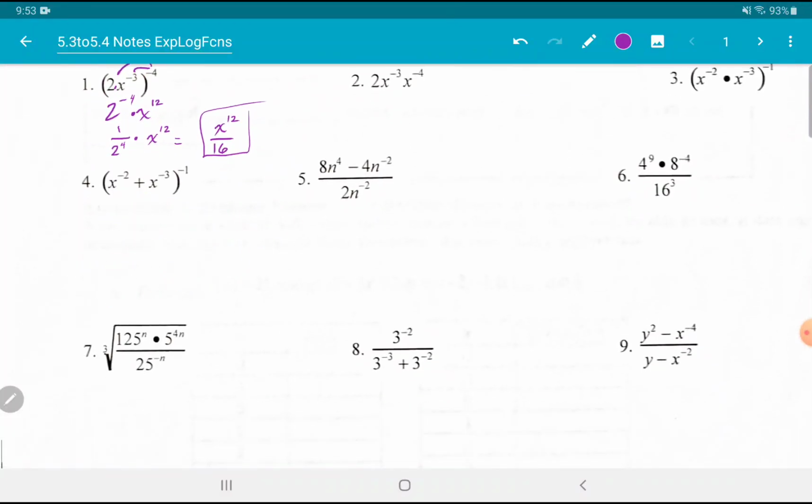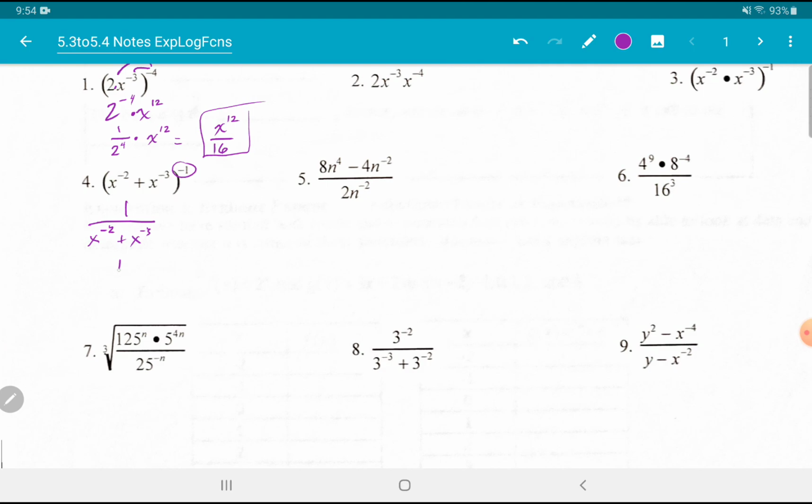Okay, so what do we do instead? Well, you do see lots of negatives. What you could do is think about what negatives mean. I'll work with this -1 first. It's the same thing as saying 1 over, we're doing the reciprocal, 1 over x to the -2 plus x to the -3. Now let's work with the negative exponents on the denominator.